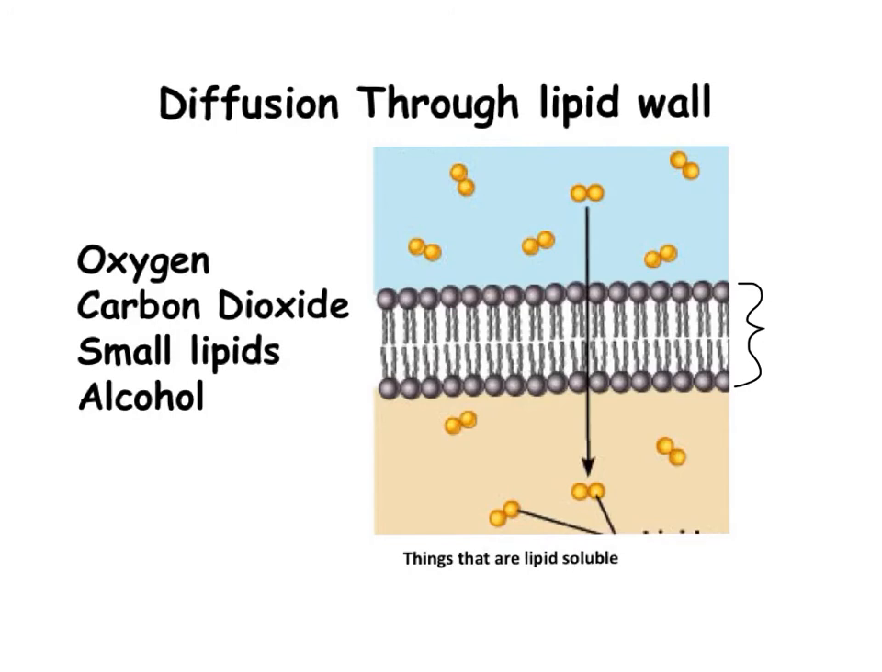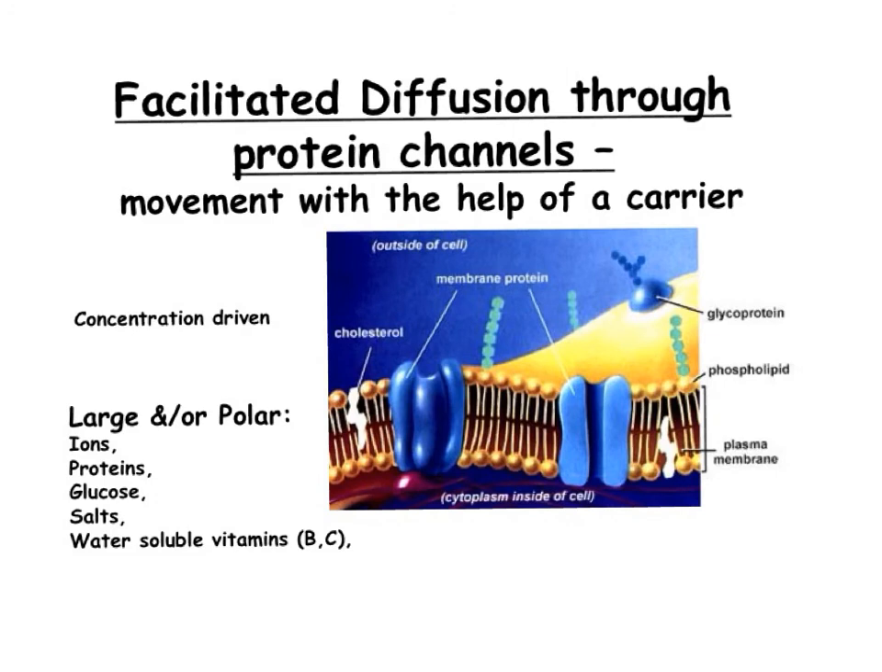Things like oxygen, carbon dioxide, small lipids, alcohol, things that are lipid soluble will pass right through from high to low concentration. Free. Facilitated, it's still free, but they're too big to fit through, so they must go through one of these specialized channels. They're still moving from high to low, but these are things that are larger and or polar molecules like ions, proteins, glucose, salts, water-soluble vitamins. Water actually goes through a special type of protein channel called aquapore, or aquaporin. It's a special protein, so water can jump across that membrane.